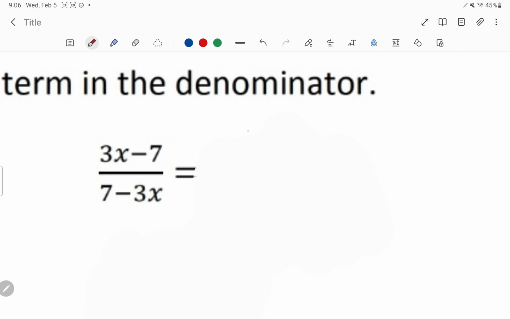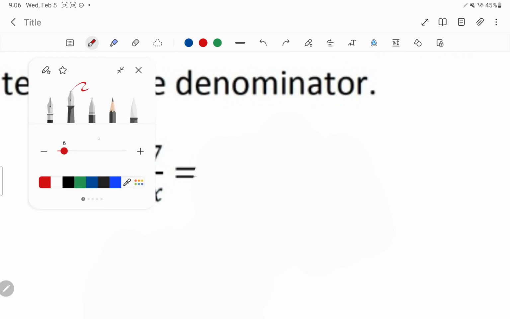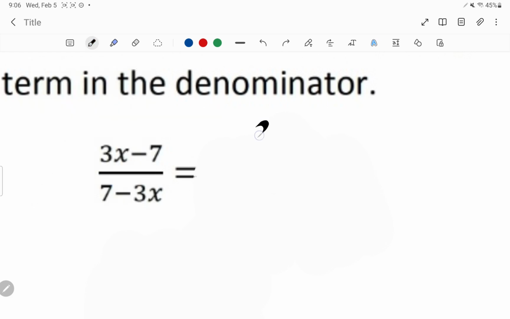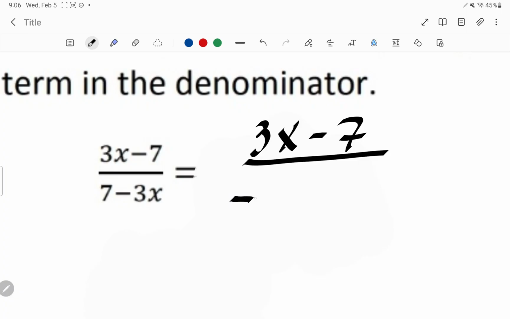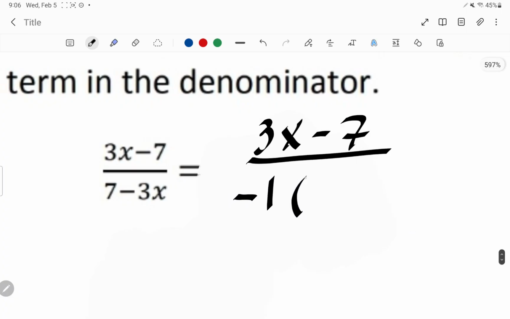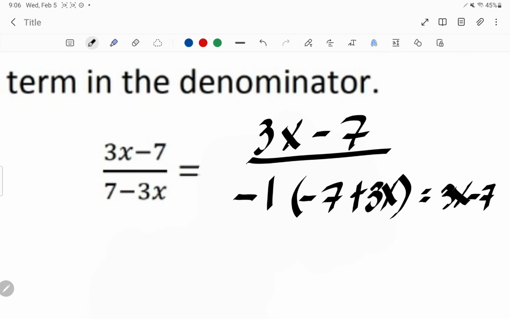We're going to have the same stuff on the top. We have 3x minus 7 on the top. It's going to stay the same. But on the bottom, we're going to take a -1. What that is going to do is change everything on the inside. So now we have negative 7 plus 3x, which if you rewrite it is the same thing as 3x minus 7.